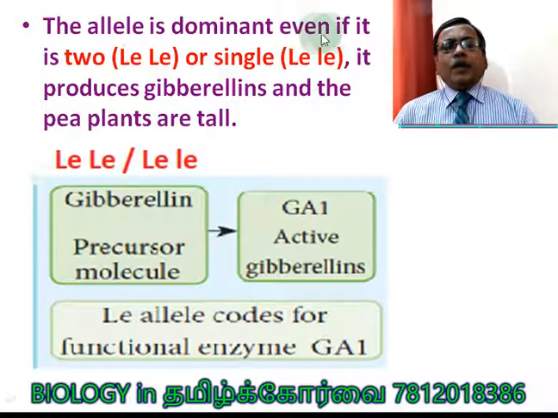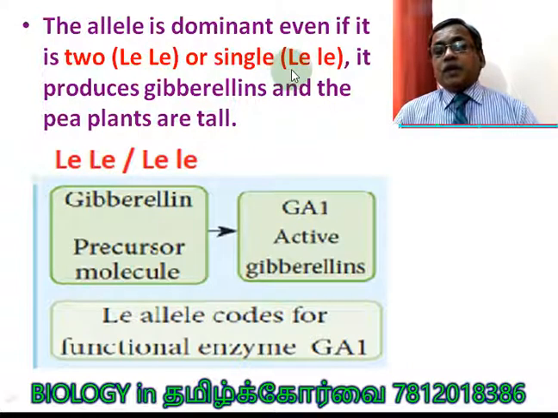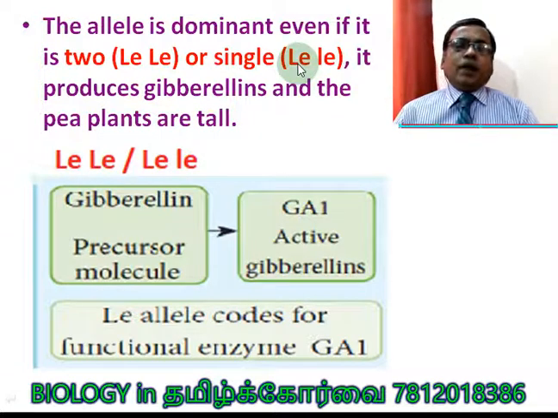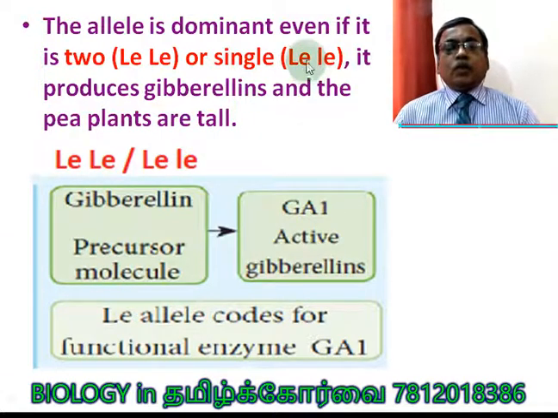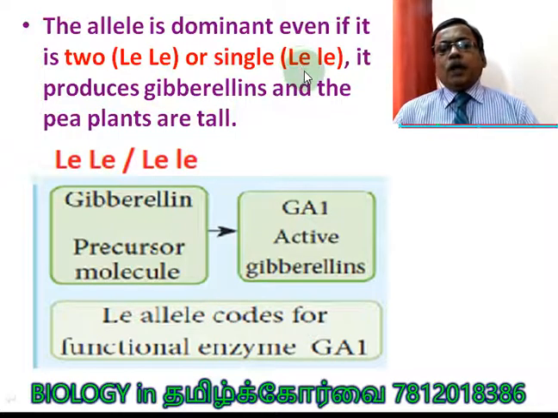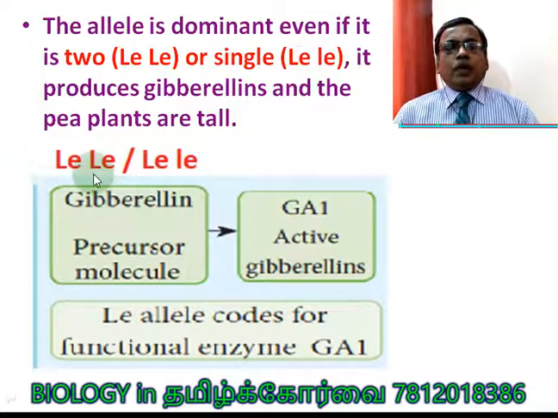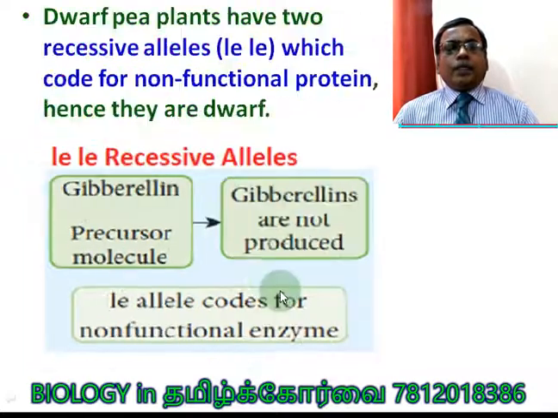The allele is dominant even if it is two, capital L E, capital L E. So this is the dominant nature. You assume capital T, or if it is present in a single copy, you say this is the dominant, and this is recessive, small l small e. So this is not producing that enzyme. Very clear, this alone produces the enzyme, still the plant becomes tall. That is what you should understand. Even in the heterozygous condition, the enzyme is produced and makes the plant become tall. So in both these genotypic conditions, the gibberellin precursor molecule is converted into active gibberellins, so it elongates the stem.